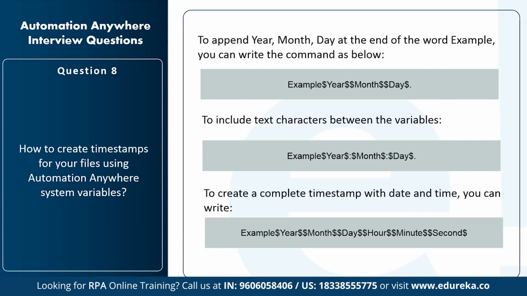Now apart from this, if you want to create a complete timestamp with date and time, you can just write example $year$, $month$, $day$, $hours$, $minutes$, $seconds$. So that's how guys you can create timestamps for your files using Automation Anywhere system variables. You mainly have to use the year, month, day variables so that you can create them. So just in case if you want to configure the format of the date variable, then you can just go to Tools, Variable Manager, System Variable, and Date.